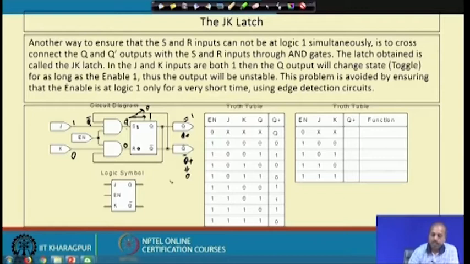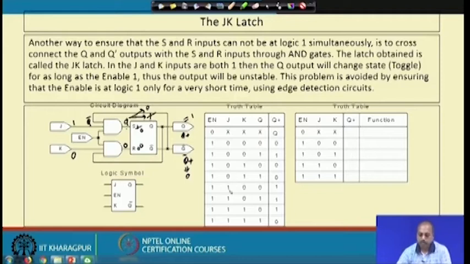On the other hand, if the Q value is equal to 0, then what you are getting is a 0 here and a 0 there. As a result, this Q will be maintaining its previous value.